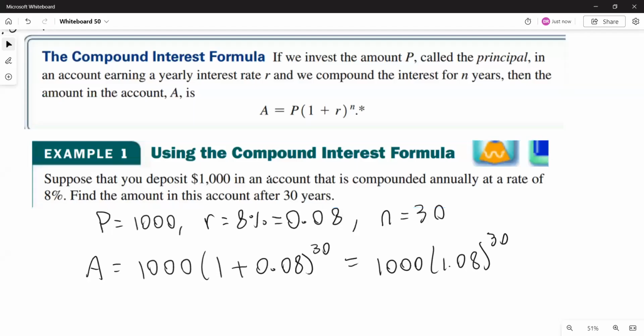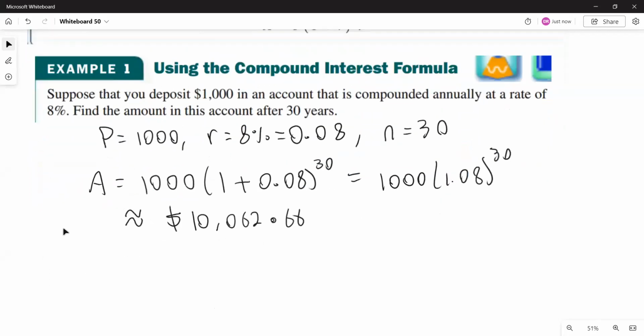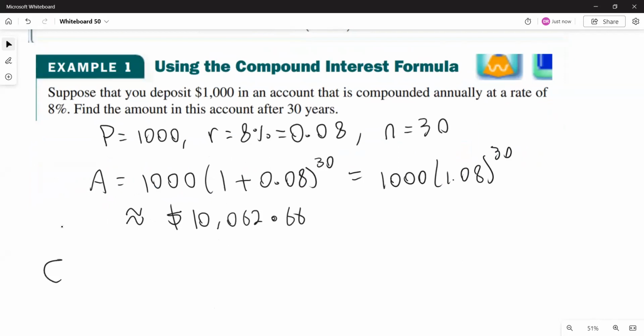So to the nearest cent, so this problem is about money, to the nearest cent, that's going to be $10,062.66. So if you want to put this on a calculator, it depends on what calculator you have. But this is 1,000 times 1.08, and then your calculator button is either y to the x.